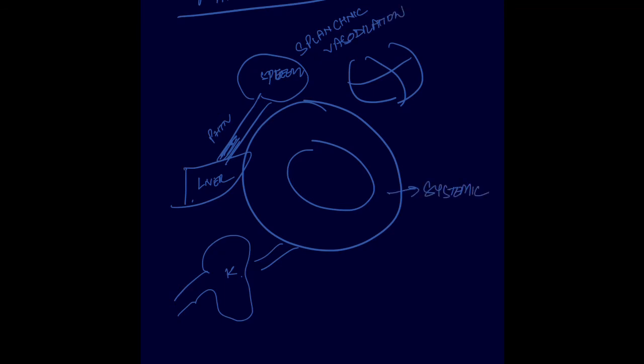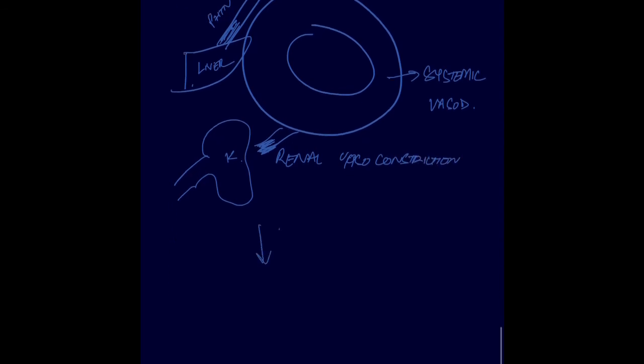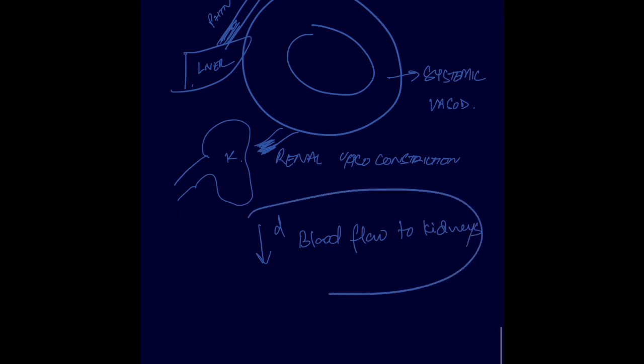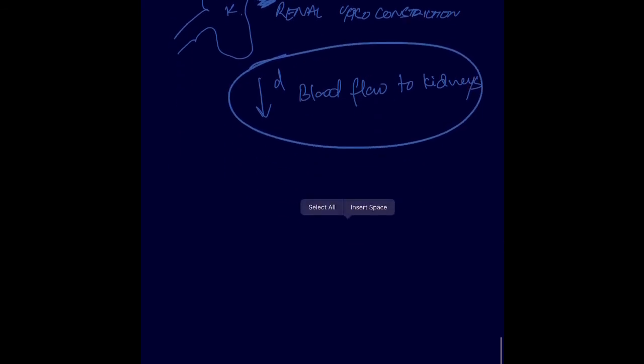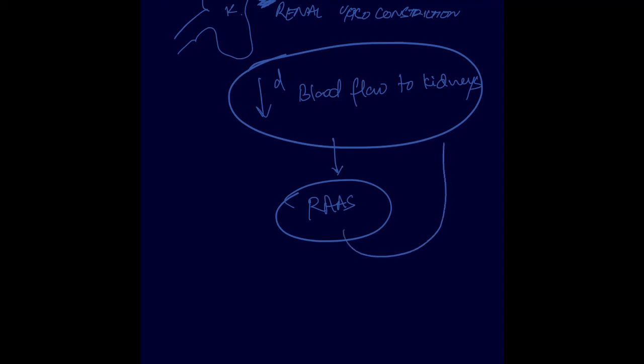that is vasodilation in the splanchnic circulation, which leads to systemic vasodilation. There is splanchnic vasodilation, there is systemic vasodilation, and there is renal vasoconstriction. So the end result is that there is decreased blood flow to kidneys. And whenever there is a decreased blood flow to kidneys in the afferent arteriole, we all know that RAAS is activated, renin-angiotensin-aldosterone system, which further damages the kidneys and forms a vicious cycle.